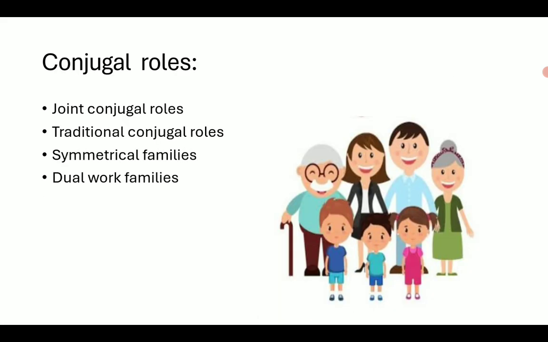So let's talk about conjugal roles. Conjugal roles are the roles taken by the husband and wife. Joint conjugal roles are when husband and wife carry out many tasks together. Traditional conjugal roles are the normal roles in a traditional nuclear family. Symmetrical families are families in which conjugal roles have become equal. And dual worker families are those in which both men and women do paid work. So these are some of the conjugal roles in today's society.